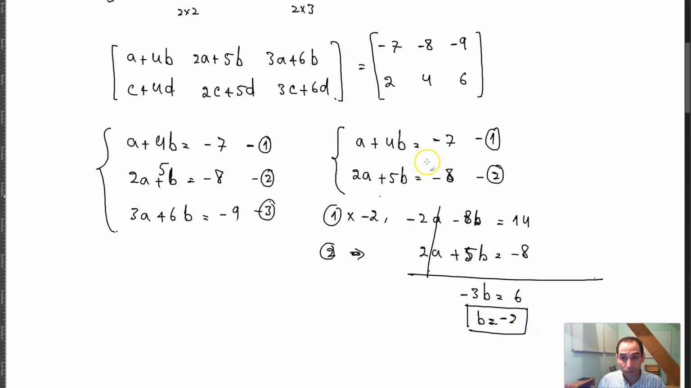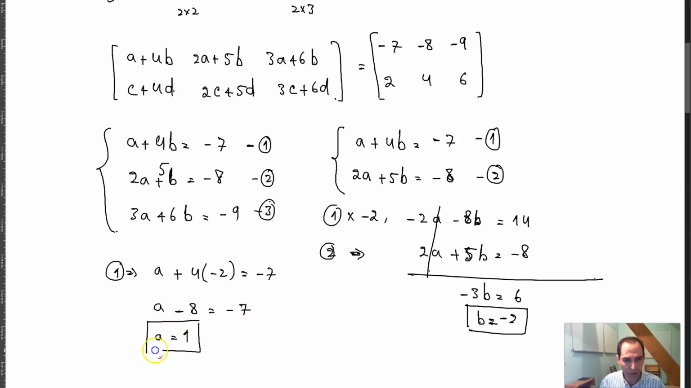Now if I use equation number 1, I can write B is equal to negative 2, so A plus 4 times negative 2 is equal to negative 7, which means that A minus 8 is equal to negative 7, which means that A is equal to 1, right? Because 8 goes to the other side, it becomes 8 minus 7, which is equal to 1.